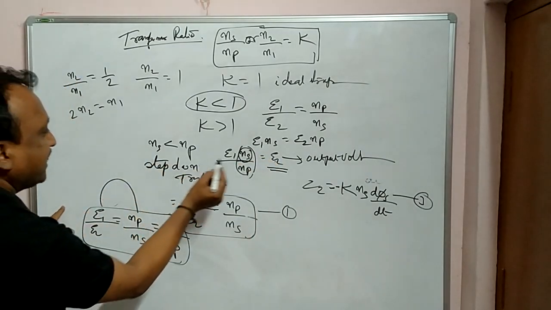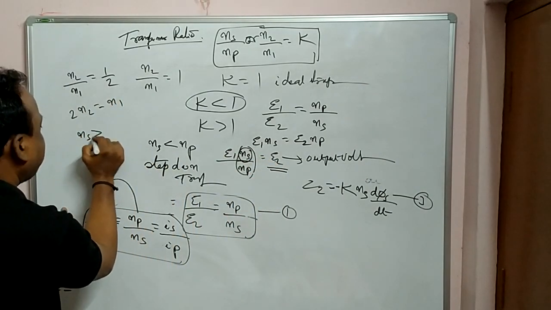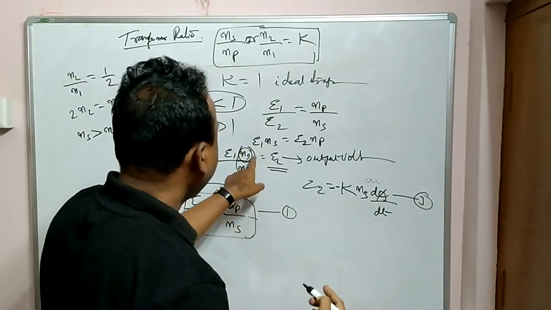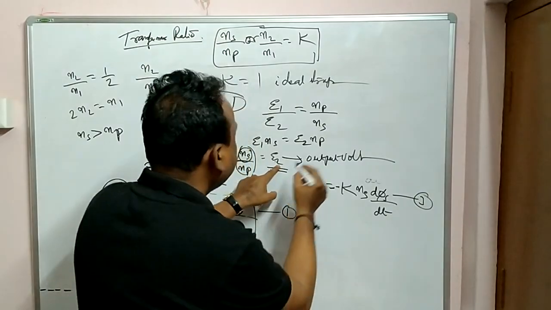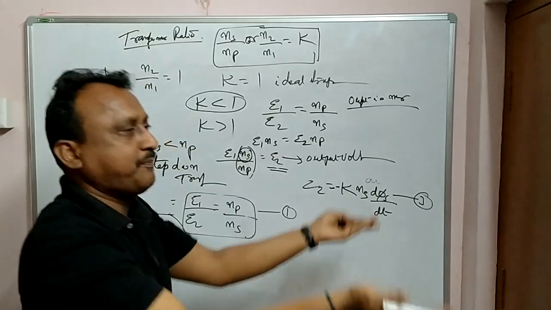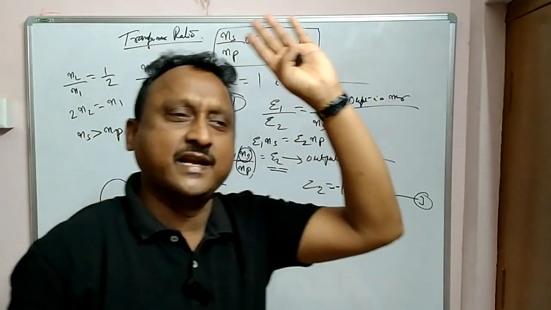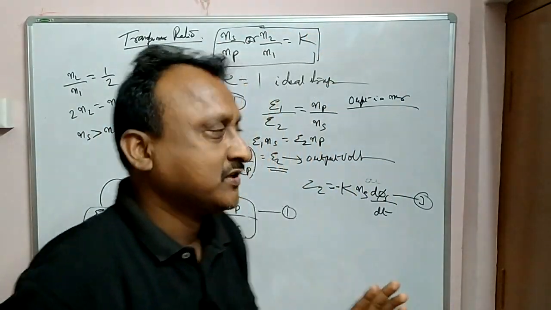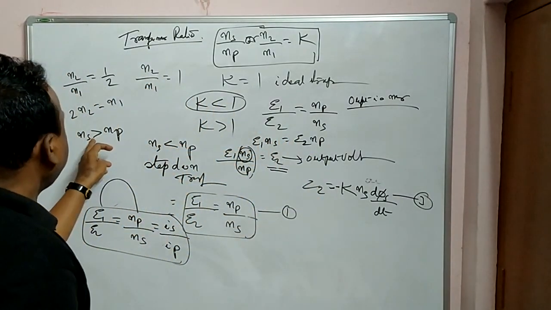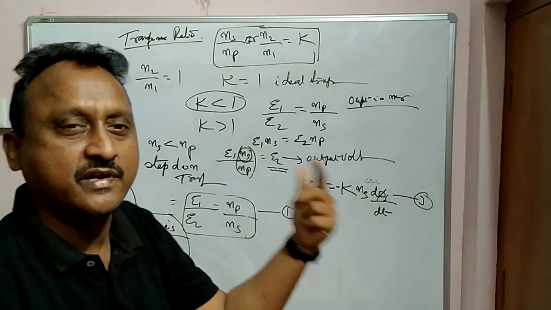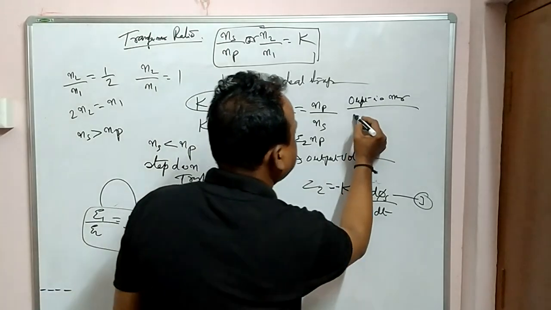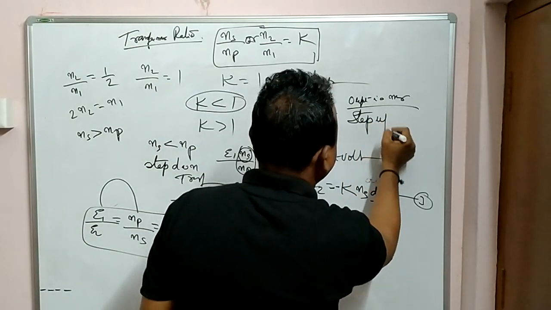In the same way, suppose opposite, if NS is greater than NP, NS means number of turns in the secondary coil. If this is more, you will get more value. So if output is more, then it is called a step up transformer, which is used in industries. More current is required, around 100 amperes. So in industries step up, in domestic step down is used. So if NS is greater than NP, you will get more value, output is more. So this is called a step up transformer.